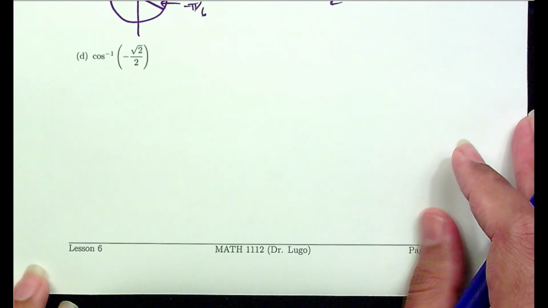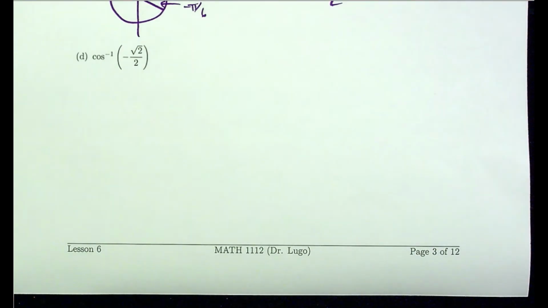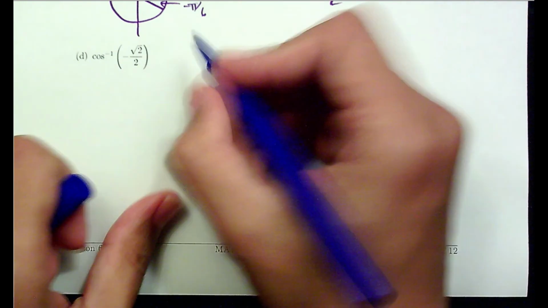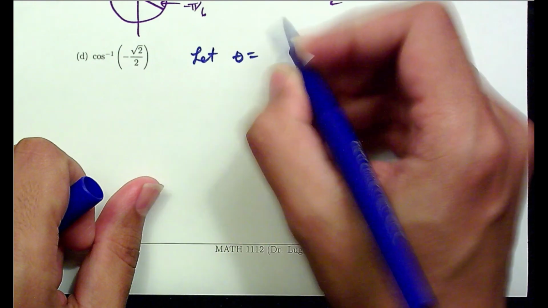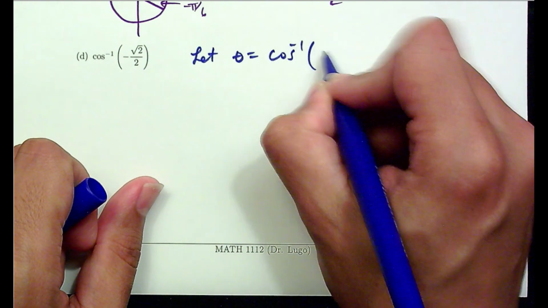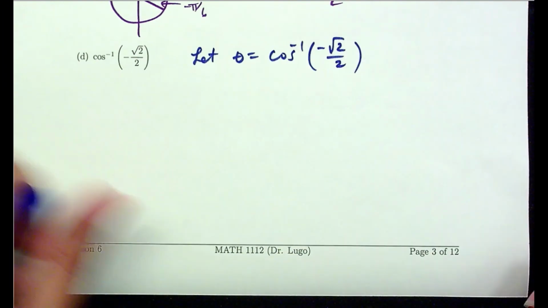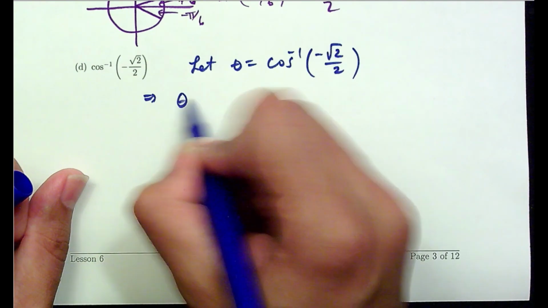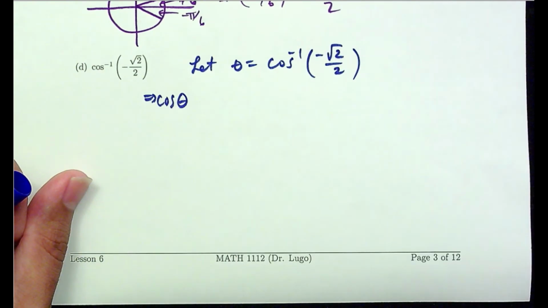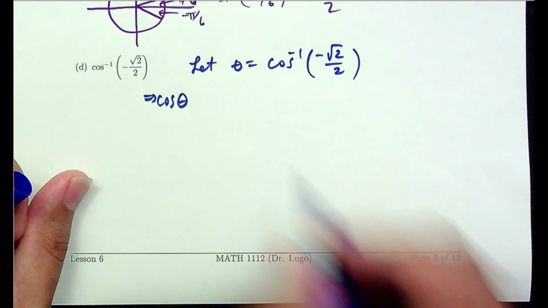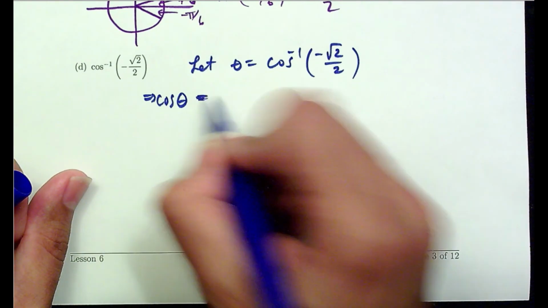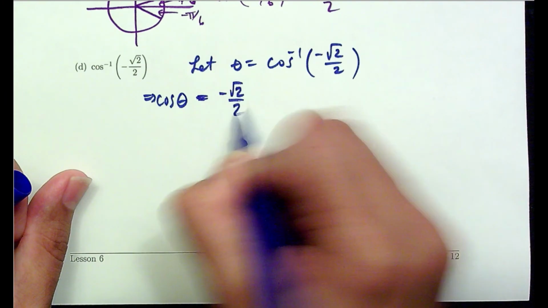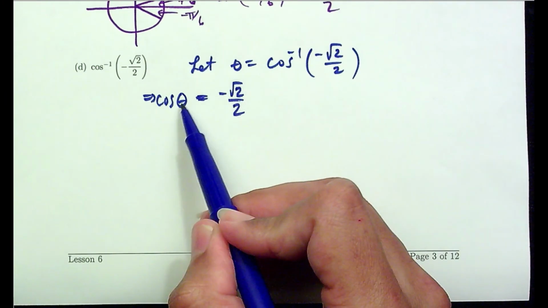All right, let's attempt the last one. Find an angle whose cosine inverse is negative square root of 2 over 2. Okay, that's our unknown. Let's give it a name. Let theta be equal to cosine inverse of negative square root of 2 over 2. Rewrite this without the inverse function, just rewrite it using regular cosine. This becomes cosine of theta equals negative square root of 2 over 2. Output becomes input. Input becomes output.